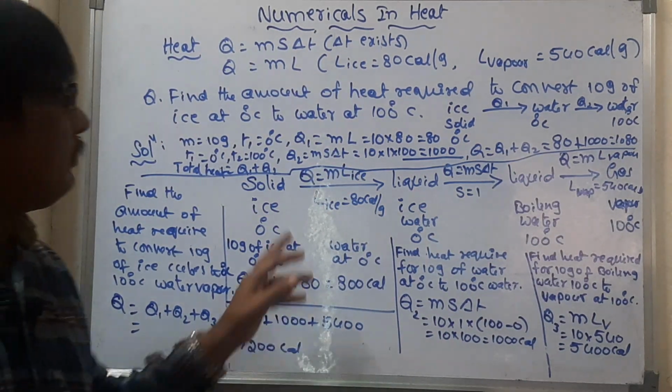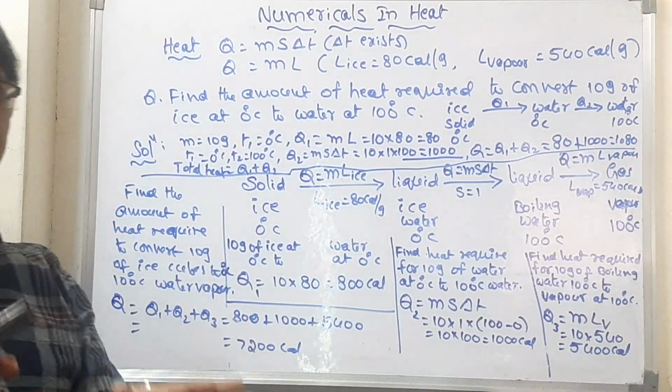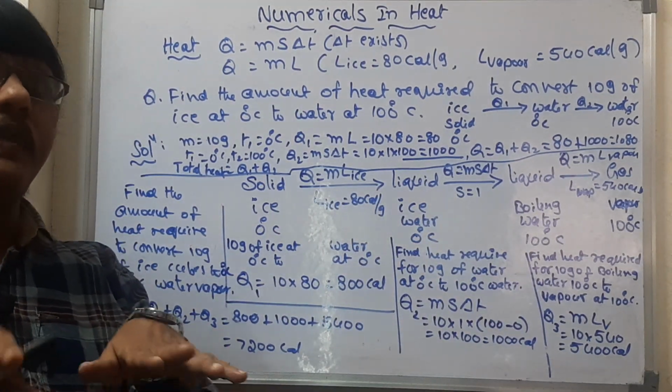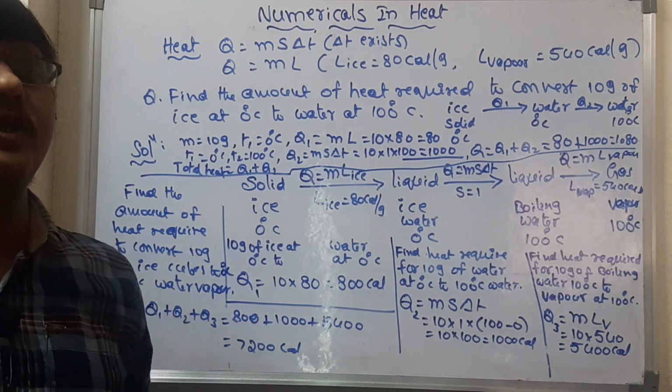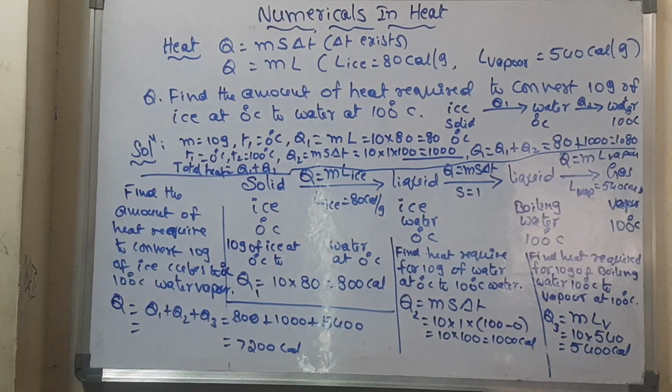And mainly you remember this one: if the temperature between the two bodies is the same, then we can take Q is equal to mL. If different temperatures are there, Q is equal to m s delta T. Okay? And take a screenshot of this one.